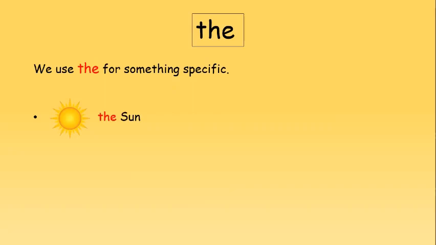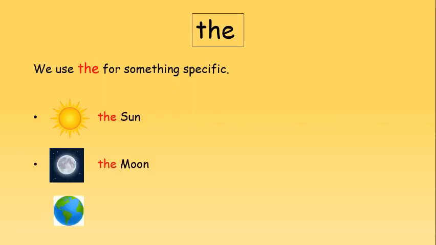Article the we use for something specific. And this year we need to remember just three examples: the sun, the moon, the earth.